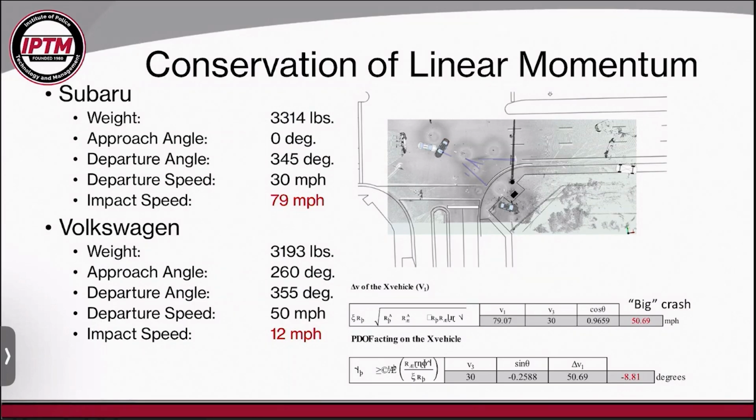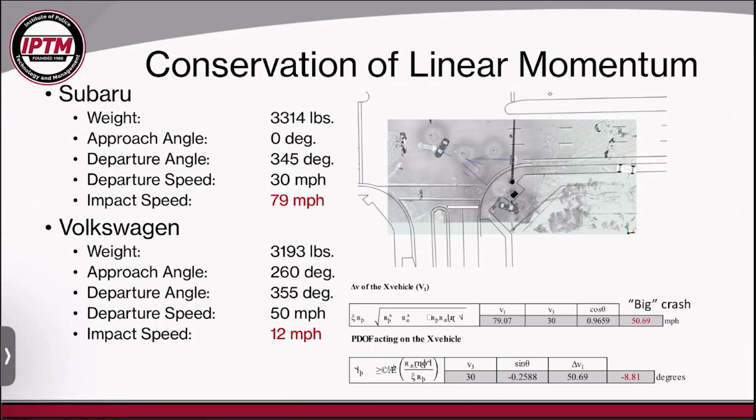And ultimately what we came up with was that the impact speed of the Subaru was just under 80 miles an hour, 79 miles an hour. And the Volkswagen was at about 12 miles an hour. Now, as an instructor, this is a point where I like to remind the students to always slow down for a moment and stop and think, does it make sense? Right? And overall, at this point, I would say, yes, it does make sense.